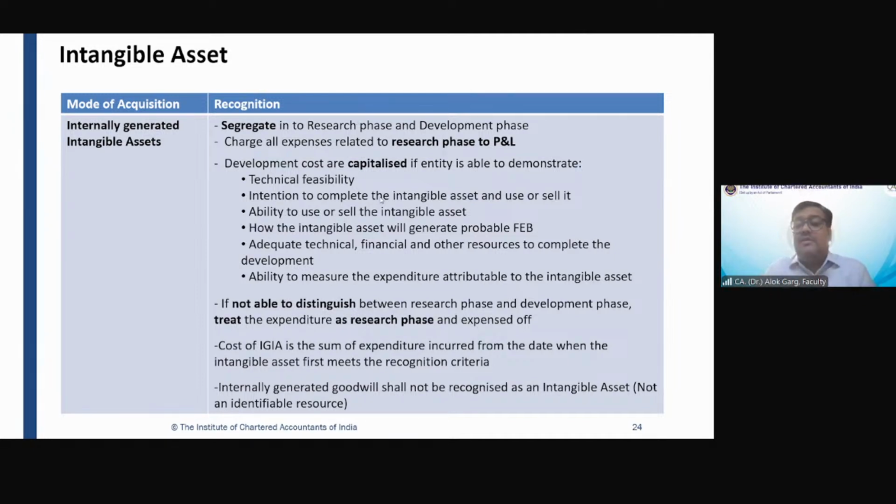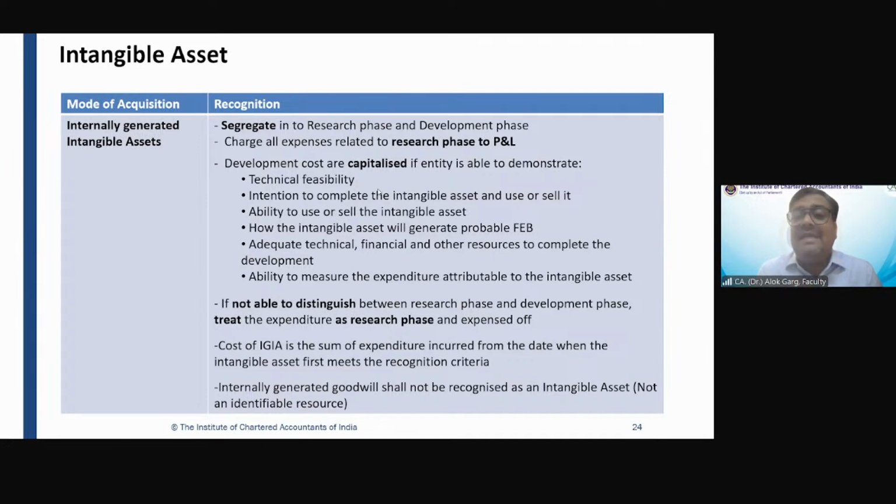So the intention needs to be checked also, whether the company is intended or not. For example, if the pace of COVID substantially goes down, we need to check whether you still want to complete it or not. If the management says yes, we want to complete it and we want to use it or sell it. Okay. Number 3, the technical feasibility must be there.